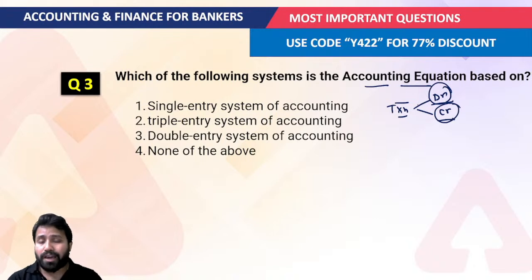And the very important thing I would like to tell you here, because in previous years the questions asked that both accounts should be different, the debit account and the credit account, both accounts should be different. This is a very important thing to understand. So the correct answer to "which of the following system is the accounting equation based on?" is the double entry system of accounting. That should be the correct answer.